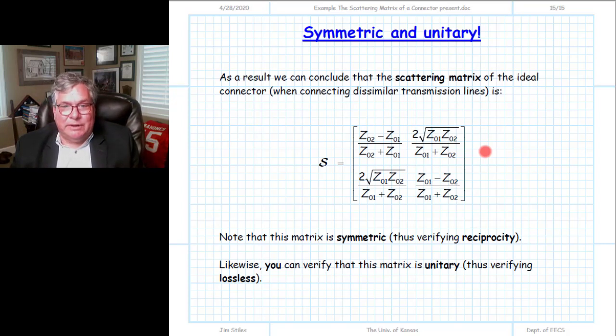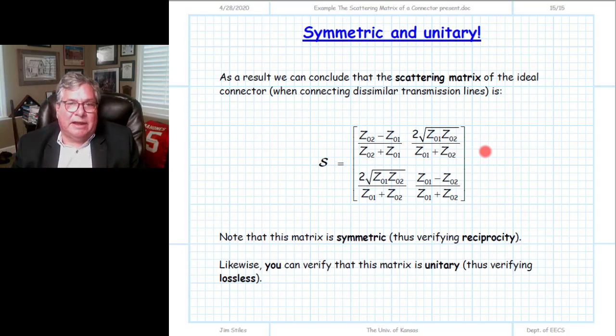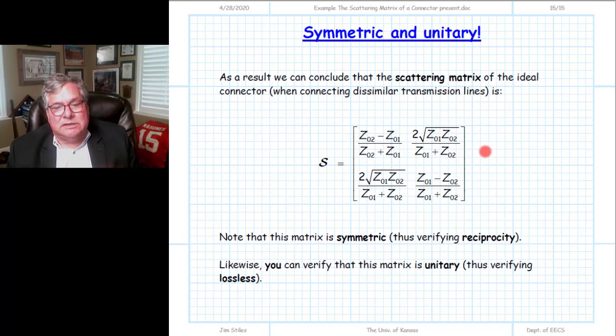That was the first thing that we analyzed at the beginning of this section, when we had a connector connecting transmission lines of characteristic impedance of equal value. And if you recall, we got a very simple scattering matrix where the diagonal elements were 0 and the off-diagonal elements are 1. Let's verify this more general result specifically by considering that case where Z01 and Z02 are equal to each other.